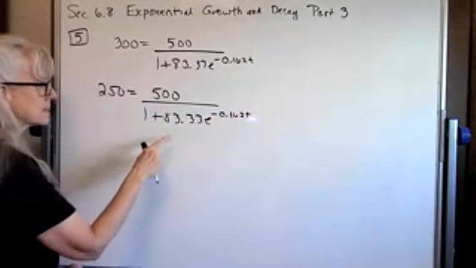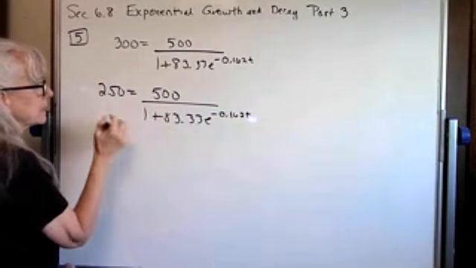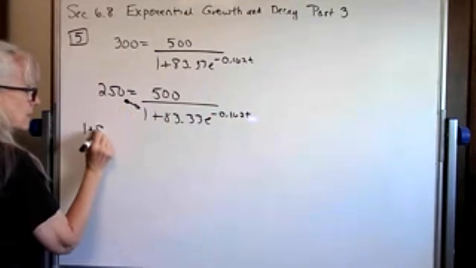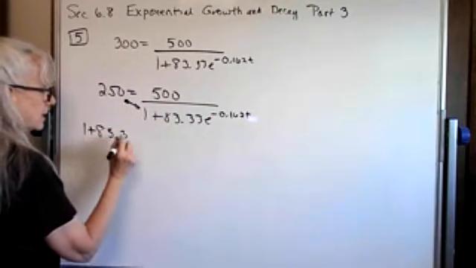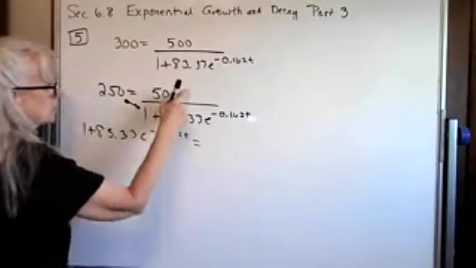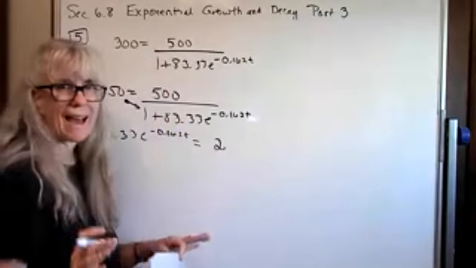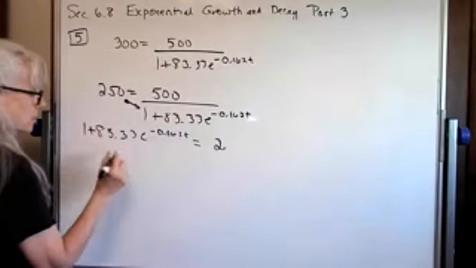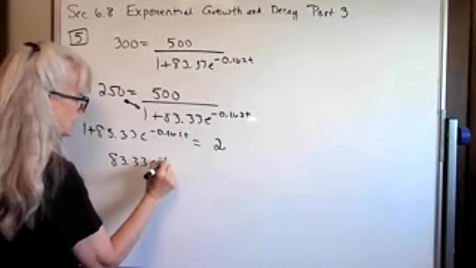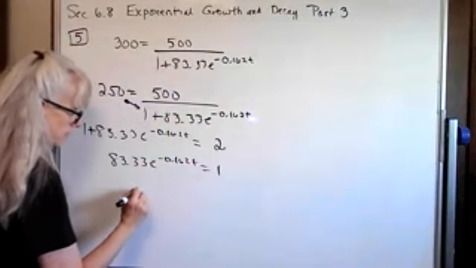Okay, well, we saw last time that what we did first was clear the fraction, and then we ended up dividing this out. So I'm immediately just going to flip these two. So it's something to start looking at in terms of trends and what's happening. So I get 1 plus 83.33 e to the negative 0.162t is equal to 500 divided by 250, which is 2. That's, believe it or not, half the capacity. Okay, now we're going to subtract the 1. That's going to give you 1. So 83.33 e to the negative 0.162t is equal to 1.